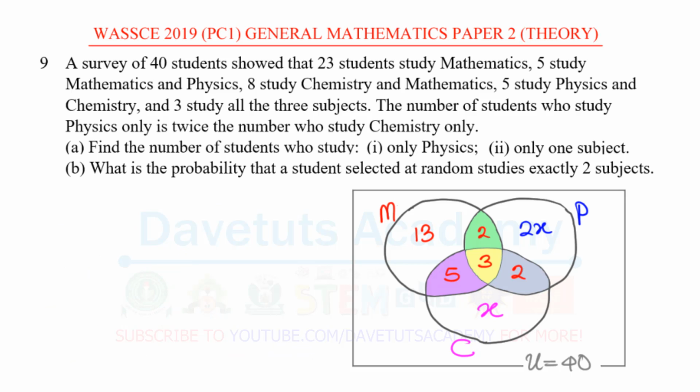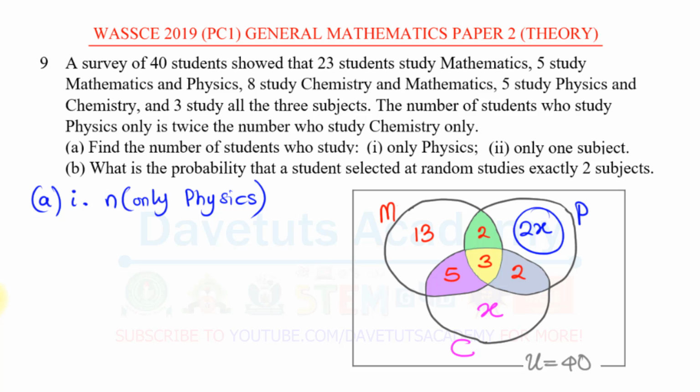All right. So now we are ready to solve our question. In the first case, we are told to find the number of students who studied only physics. Only physics is our consideration here. And looking at the diagram, that is this 2x. That's the value for those who study only physics.